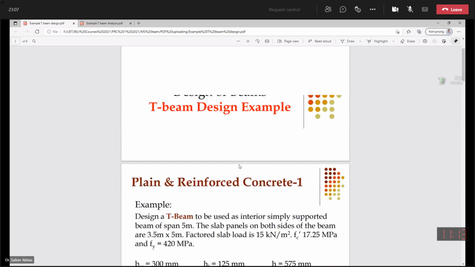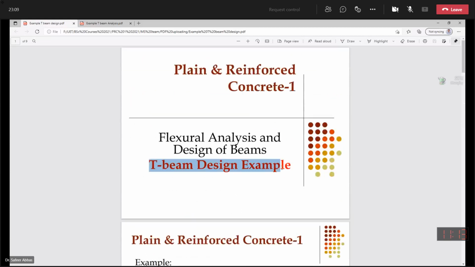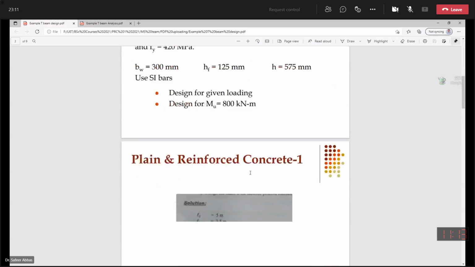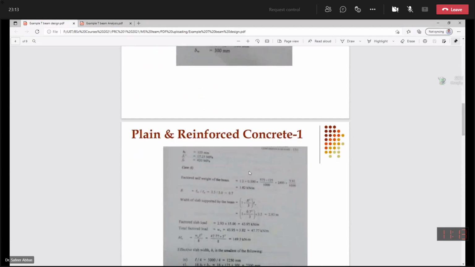Kindly go through the PDF form for the T-beam design example as well, and let me know if you have any questions. It is exactly the reverse of the analysis example. In analysis, you are given the cross section and reinforcement, and you try to find the flexural capacity. But here you are given the moment, and you need to calculate the cross section dimensions and the area of steel.